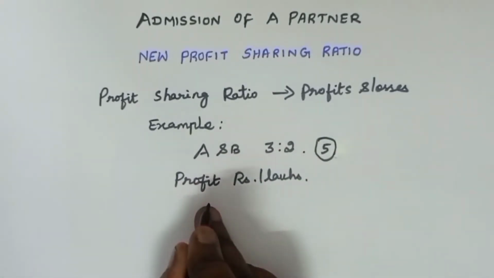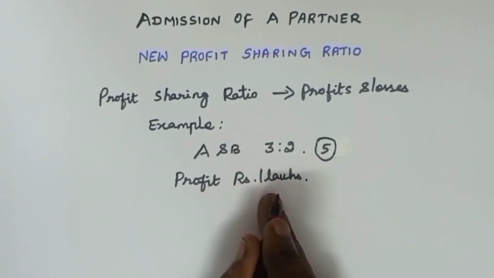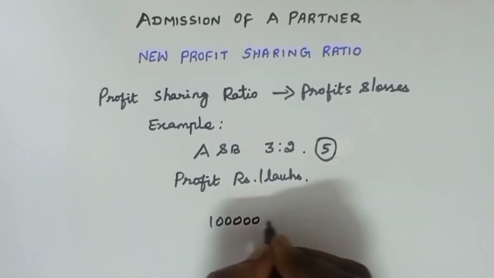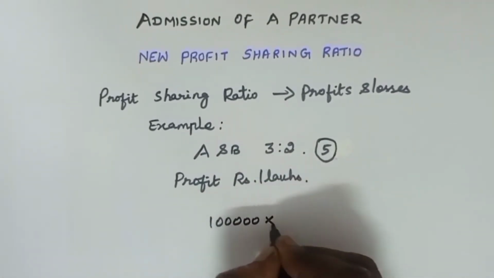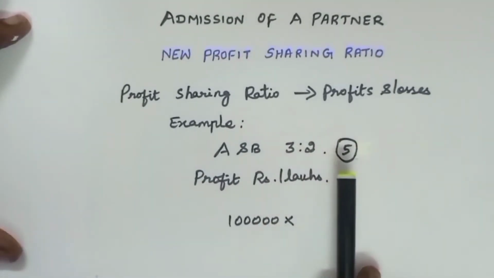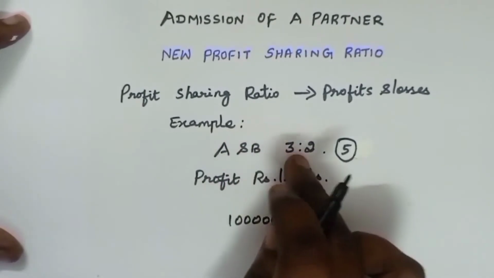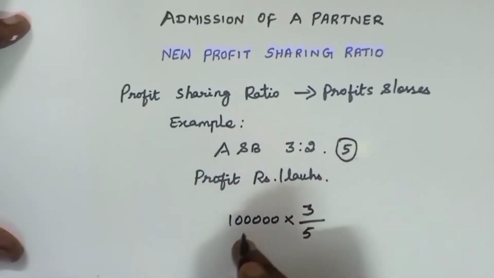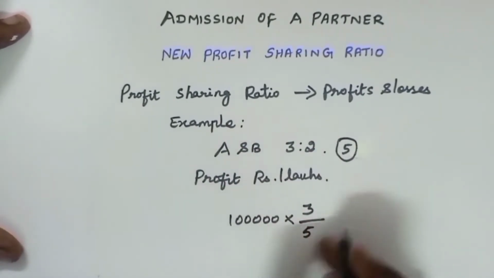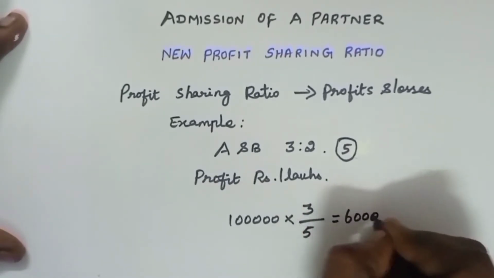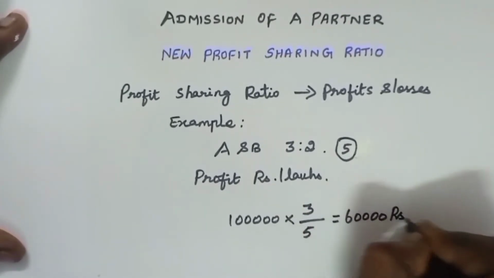Now, I am going to distribute this rupees 1 lakh among the partners A and B in the ratio of 3:2. Out of the total proportion 5, A's proportion of profit is 3. 1 lakh into 3 divided by 5 is rupees 60,000. This is the profit of partner A.